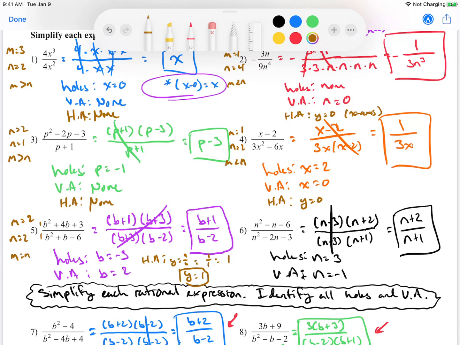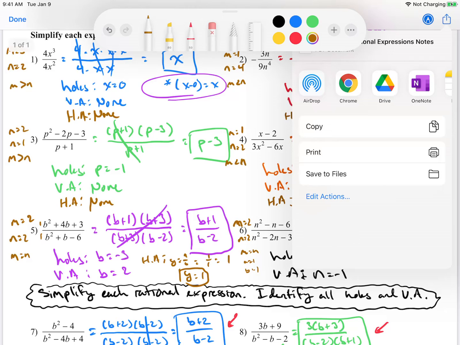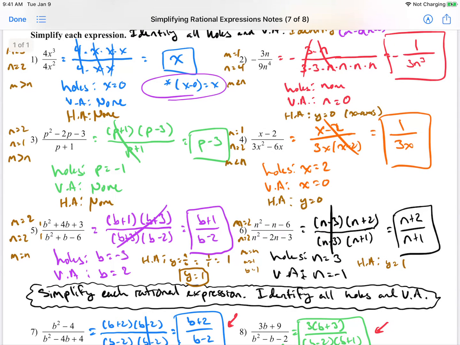Okay. Number 6 is going to be the same thing. We have m is equal to 2, n is also equal to 2. So we have m is equal to n, and we have a horizontal asymptote at y is equal to a over b, and a in this case is 1, b is also 1, so it's going to be y is equal to 1. Okay. And so that's how we can use horizontal asymptotes.